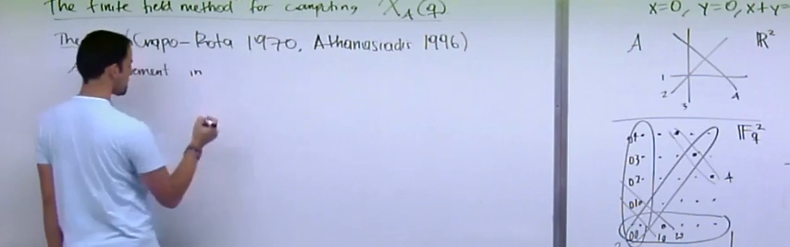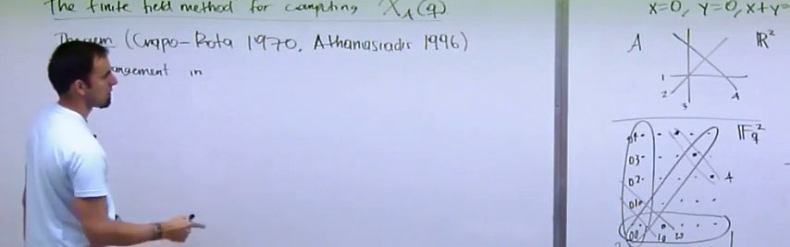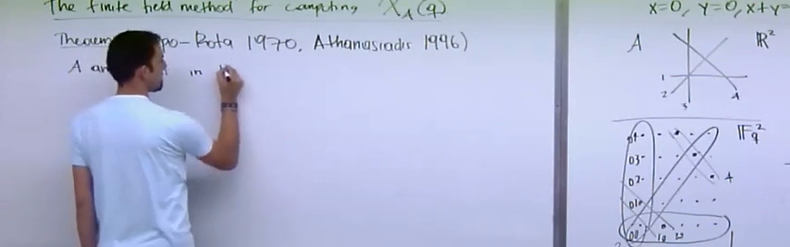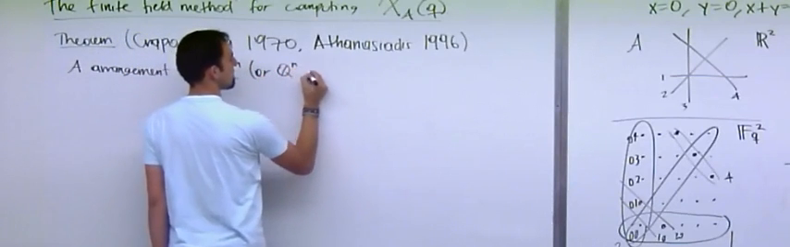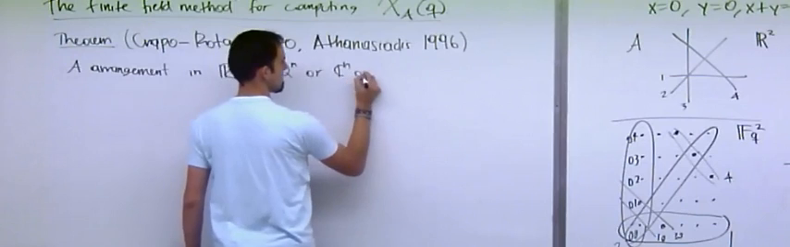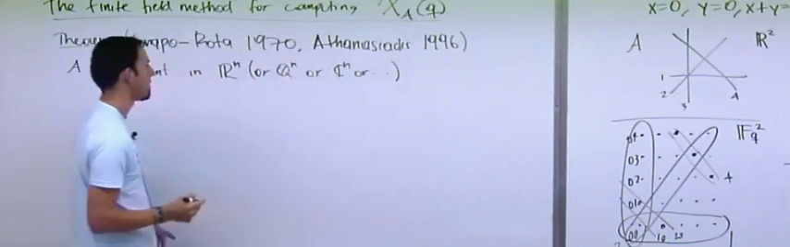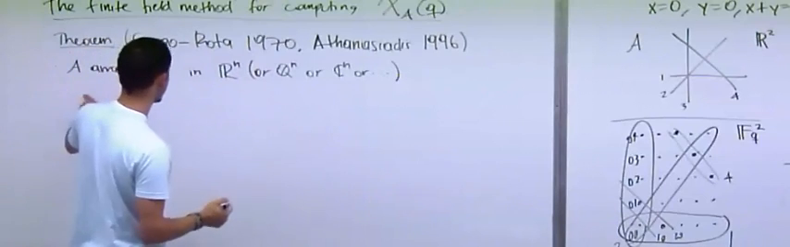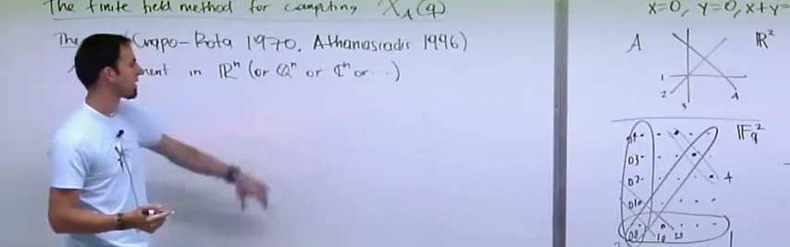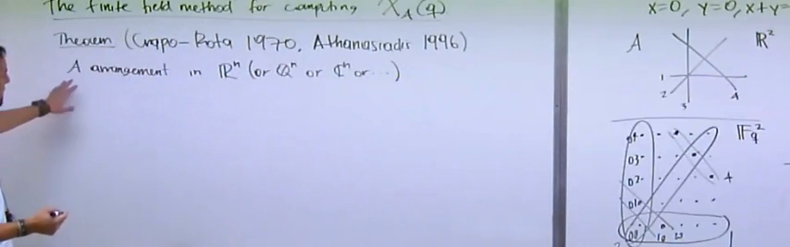So the idea is this: you have an arrangement, the arrangement that you start with is maybe in R to the n or Q to the n or C to the n. Basically, what you need is a field that contains the rationals here. Usually, we care about either the reals or the complex. Here's an arrangement.